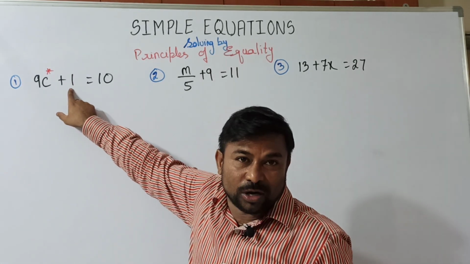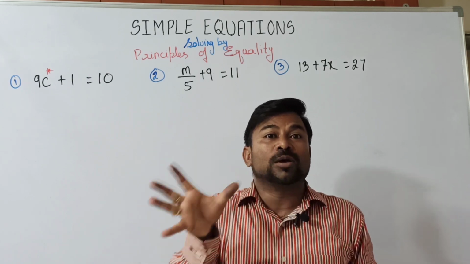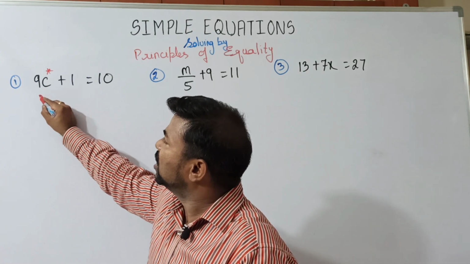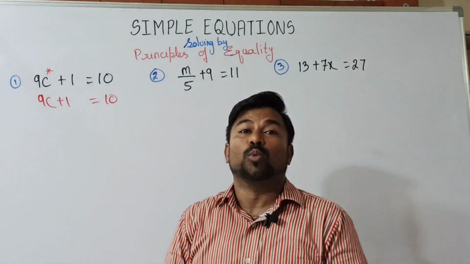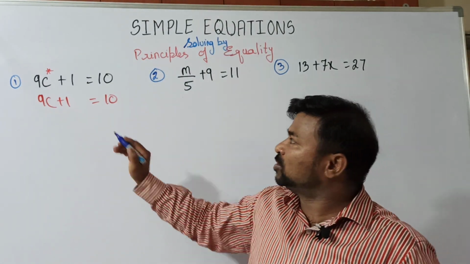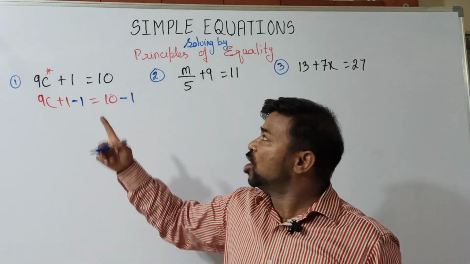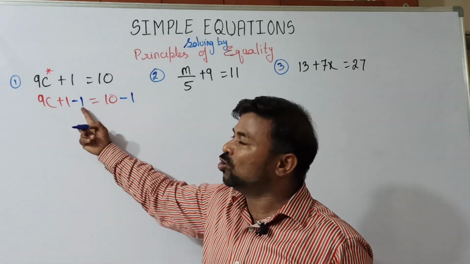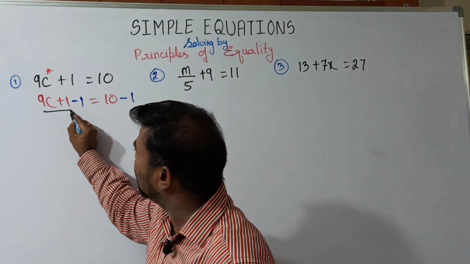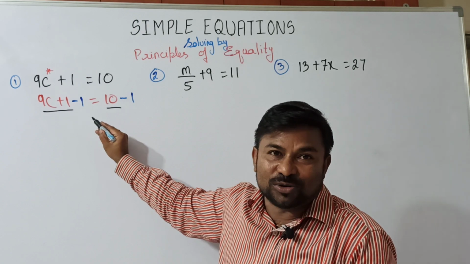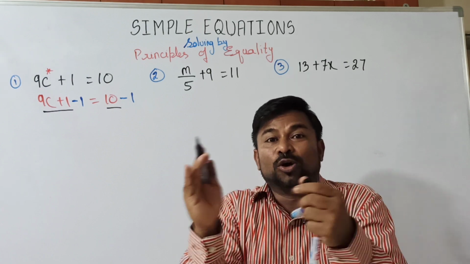So here +1 is there, and the opposite of +1 is -1. We have to add that -1 on both the sides. See here, straight away 9c is equal to 10 and +1 is there. What we are doing is taking the opposite of this +1 as -1, and adding -1 to both the sides. The remaining all stays as above, but what extra did I bring? The opposite of +1, which is -1. I put both of them on the two sides.